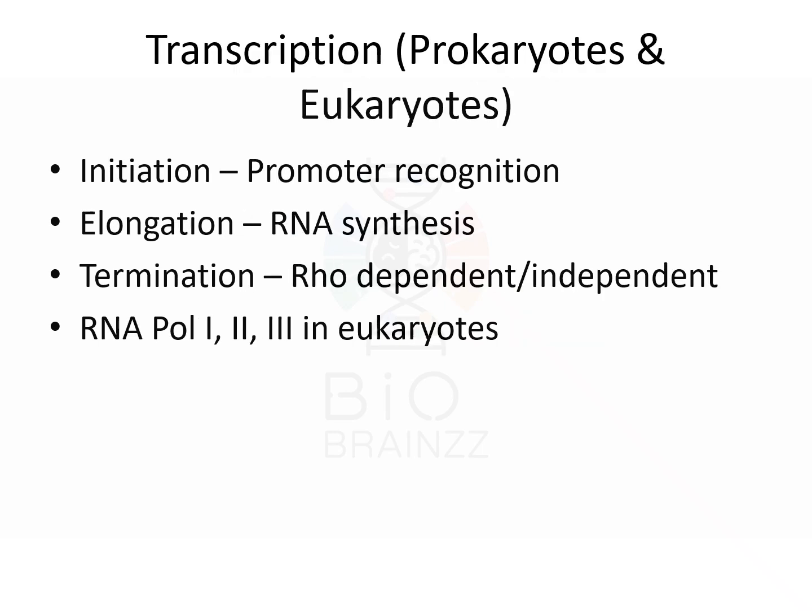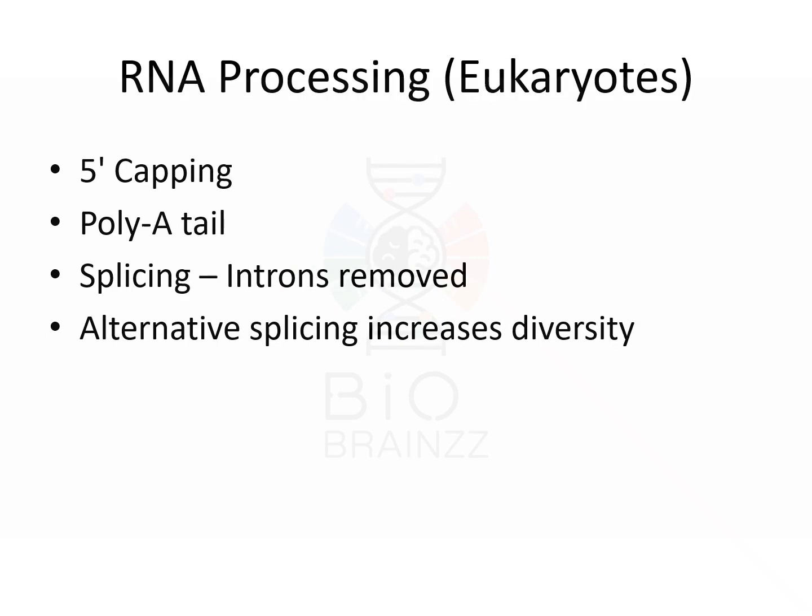Transcription is the process of making RNA from DNA. RNA polymerase binds to a promoter, builds the RNA strand, and then stops at termination signals. Prokaryotes use one RNA polymerase, while eukaryotes use multiple types. This process is the first step in gene expression.